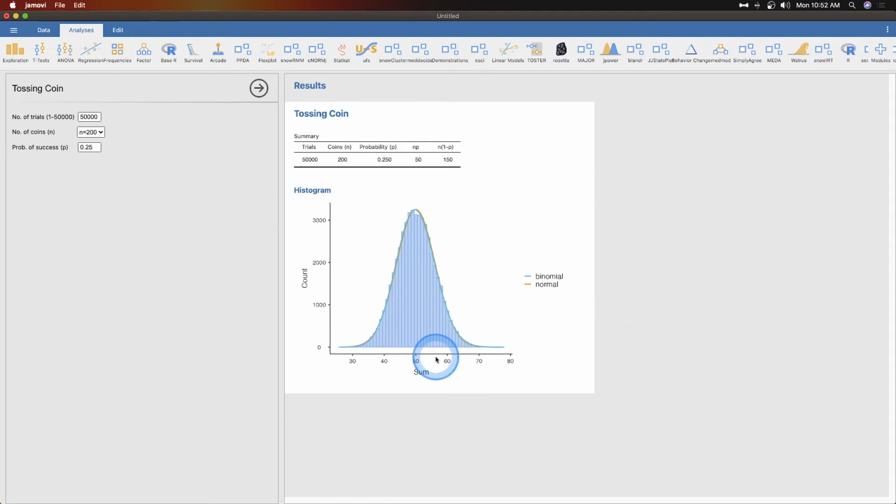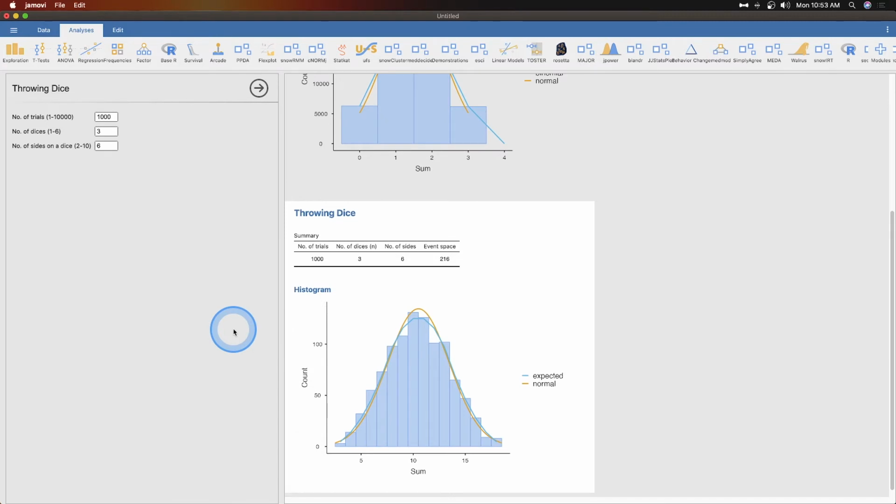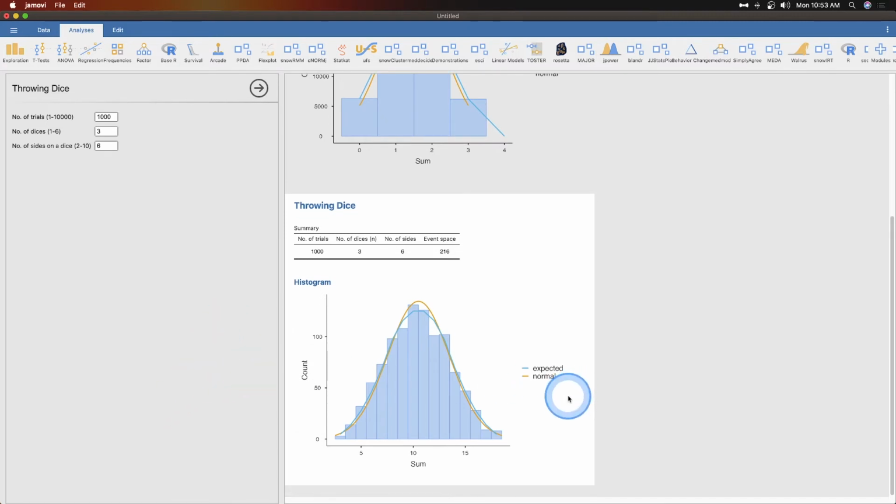So that's how you can show what happens when you change various parameters of tossing a coin. And if we do 50,000 and point back to a fair coin of number of coins n being 200, look at that. If we just had 3 coins, it's a normal distribution around 1.5, which is pretty cool. All right, so that's tossing a coin. Let's change now to throwing dice, which is far more complicated than tossing coins because we have multiple outcomes.